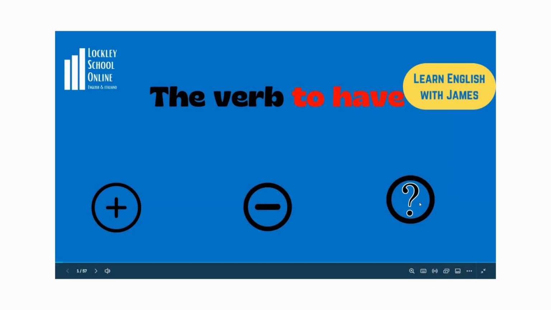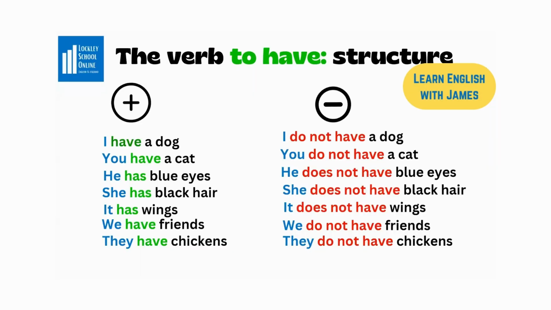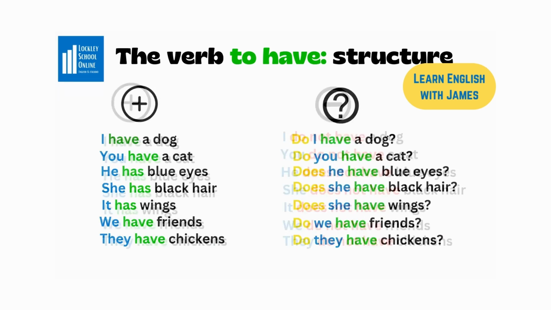The verb to have. So here is the structure in the positive and negative form. You can see that the subject pronoun is in blue and the verb to have is in green. And in the negative, we've put the negatives in red. And in the question form, we put the question words do and does in yellow.